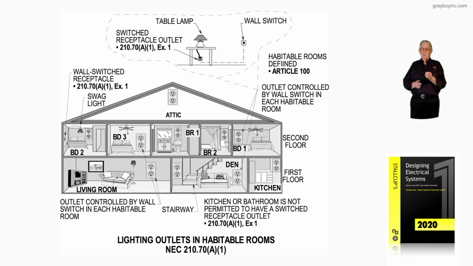be occupied by people, now by the 2020 NEC. But this is in accordance with 210.70(A)(1) for lighting outlets, and the receptacles would be installed in accordance with 210.52.